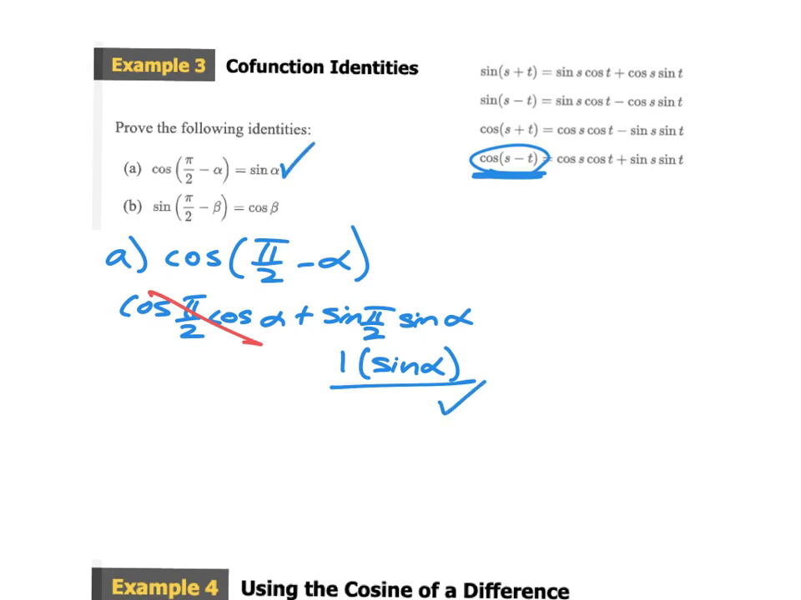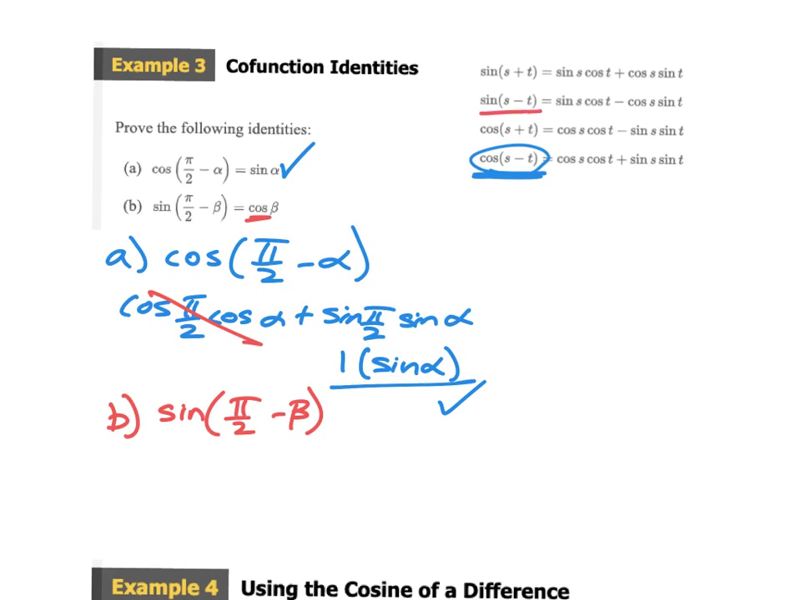So, like we would do in class, what I would recommend is that you pause the video and you try part B on your own. All right, so let's do part B. Did you prove it? Sine of pi over 2 minus beta, does that equal cosine beta? That's what we want to find out.